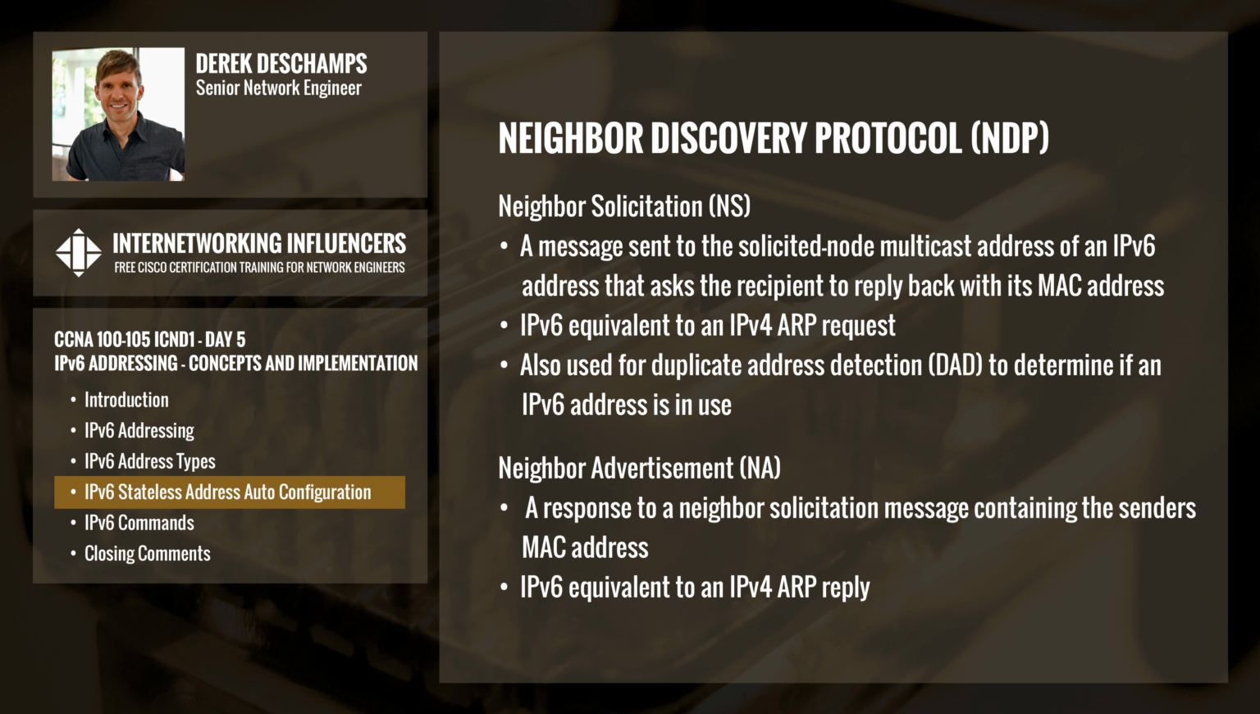A neighbor solicitation message is also used for duplicate address detection, or DAD, to determine if an IPv6 address is in use. A neighbor advertisement, or NA message, is a response to a neighbor solicitation message containing the sender's MAC address. A neighbor advertisement is the IPv6 equivalent to an IPv4 ARP reply.